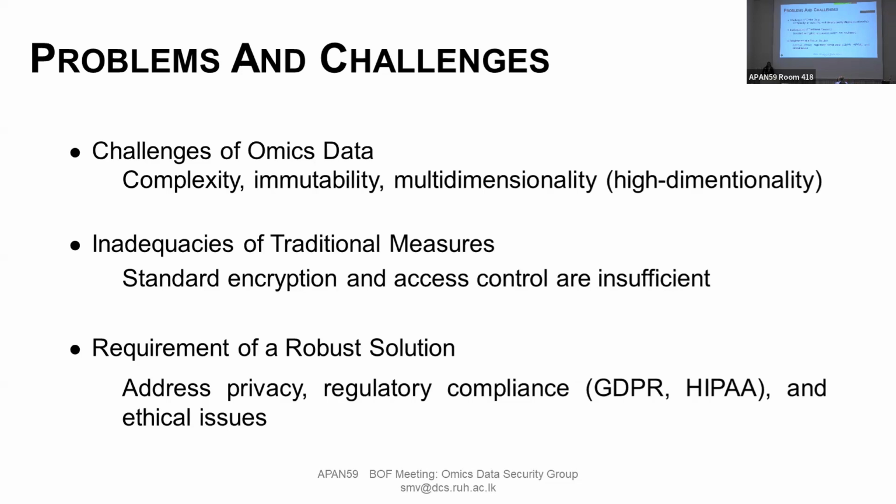Immutability is the other thing, which leads to sensitivity of the data that is unique, right? And the next thing is current measurements like AES, DES, 3DES. There are some standard encryption algorithms and access control measurements, but they are sometimes inefficient to handle these data. So that's why we want a robust solution with smart contracts and blockchain technologies, as well as some ethical standards.